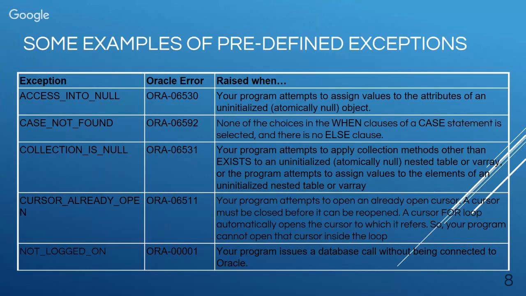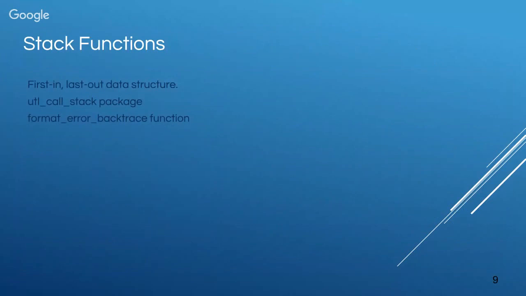For example, for cursor already open, the one that we were talking about last week, it's when the program attempts to open an already open cursor, so you're going to see "cursor already open" on your screen. There are a lot more examples that you can see, but I think those are very common examples of errors in Oracle. So thank you. And right now, I'll go ahead and talk about the stack functions, which will end the presentation.